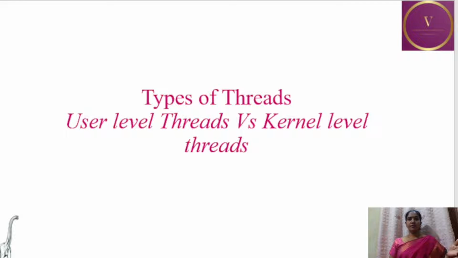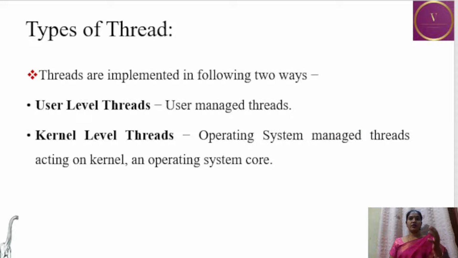And first let us see about the types of threads, the user level threads and the kernel level threads. Threads are implemented in following two ways: user level threads and kernel level threads. What are user level threads? Threads that are managed by the user. That is, user managed threads are called user level threads, and kernel level threads are the threads that are managed by the operating system. Operating system managed threads acting on kernel are known as kernel level threads. So this is an operating system core thread which is being used by the kernel.